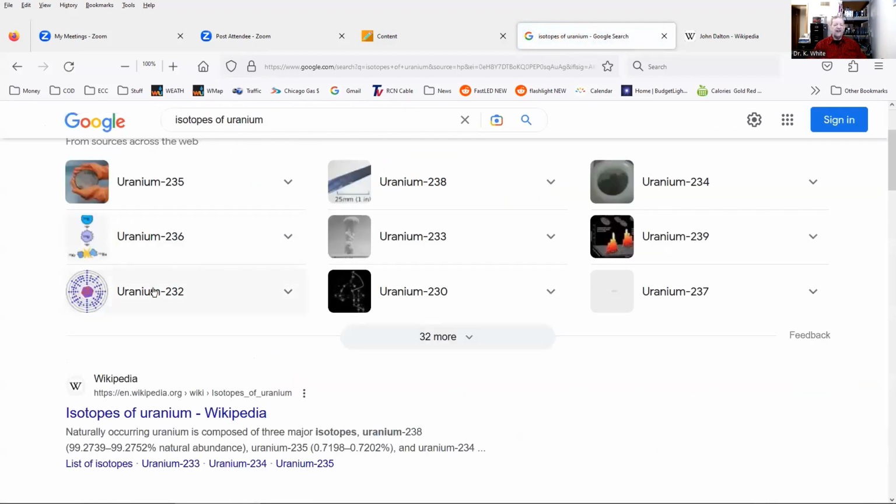Now, you see on your screen right now, I pulled up the different isotopes of uranium. The most famous is uranium-238, but U-235 is from the atomic bomb. The only difference between all these isotopes is the number of neutrons.